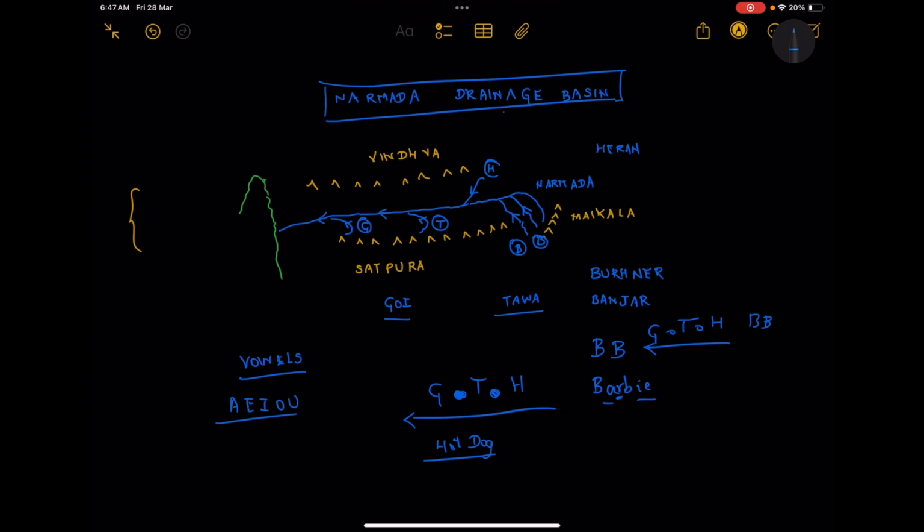Once again, to review, think about a Barbie doll. The Barbie doll stands for the tributaries Burhner and Banjar. And then we have the hot dog, and the tributaries include the three rivers, that is Heran, then we have T standing for the river Tawa, and we have G standing for the river Goi. So that's it for the Narmada drainage basin.